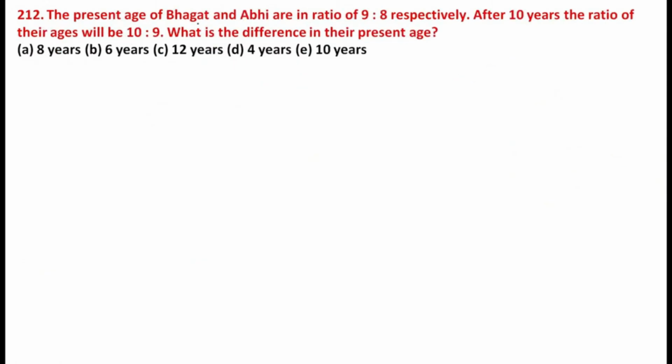See the next one. The present ages of Bhagat and Abhi are in the ratio 9 is to 8. Bhagat is 9x and Abhi is 8x, the original numbers. After 10 years, the ratio becomes 10 by 9. What is the difference of their ages? Now, if you calculate this, you can get the x value.